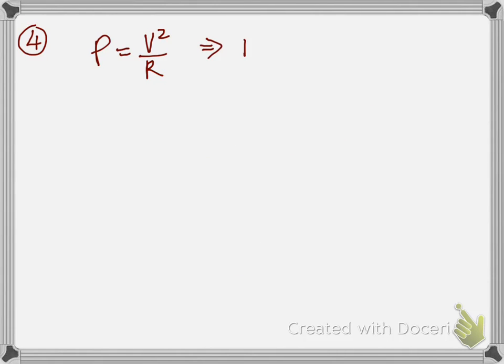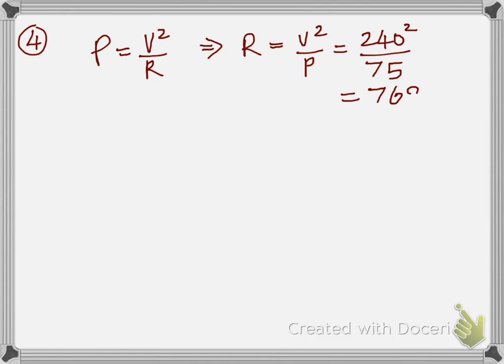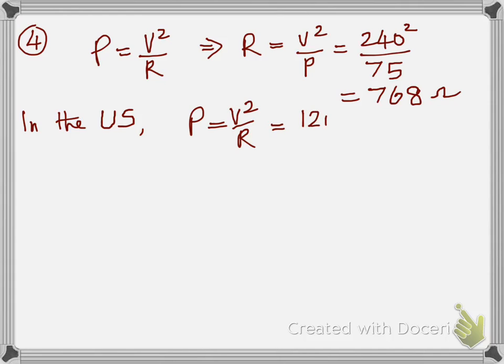Power is V squared divided by resistance. And so rearrange and you get resistance as V squared by P. The voltage is 240 divided by 75. Remember that in this case the resistance of the bulb is a constant. So I found the resistance. And so in the US, the power produced would be V squared by R. Voltage is 120. Square that divided by 768.